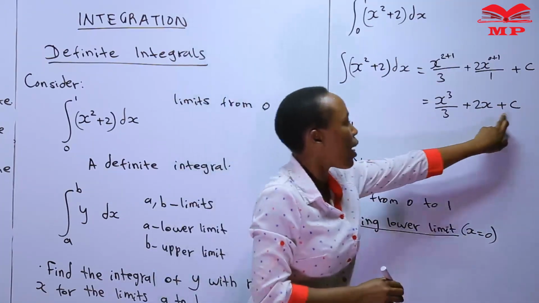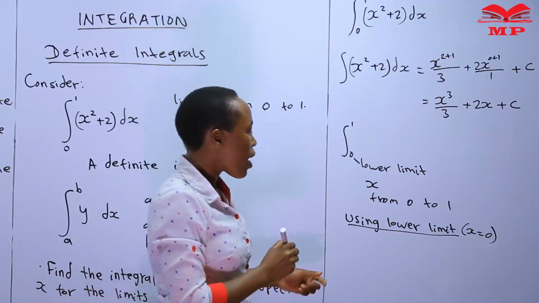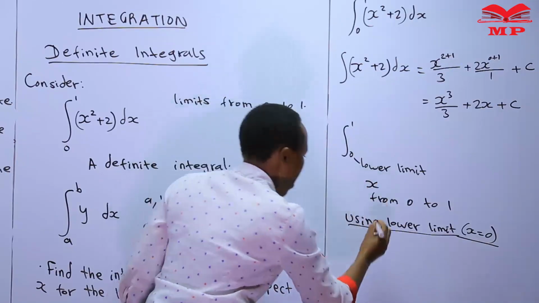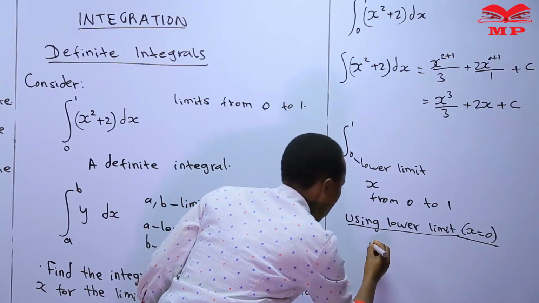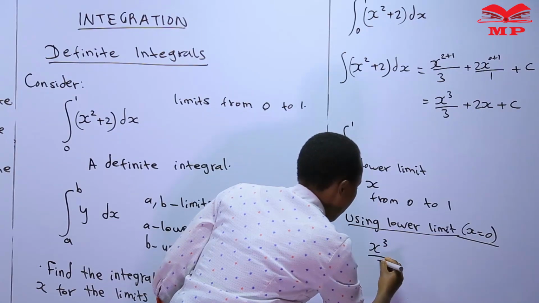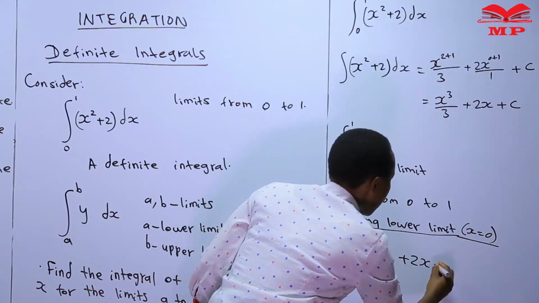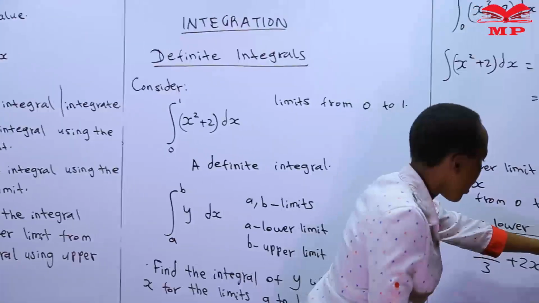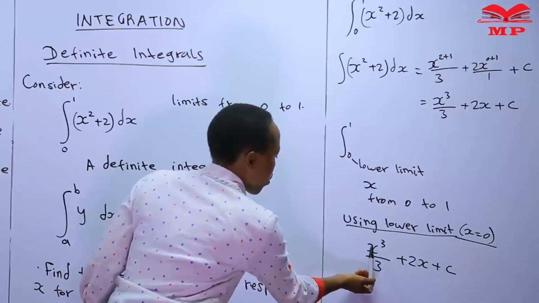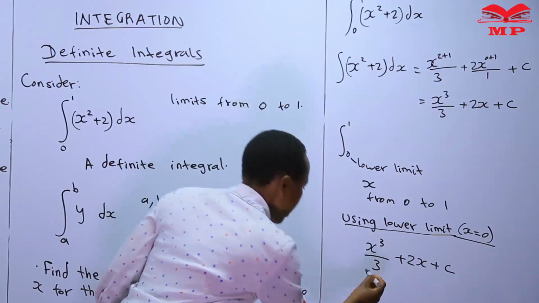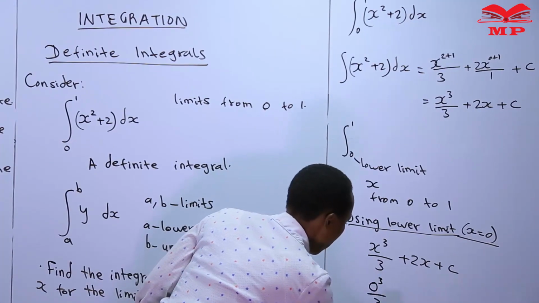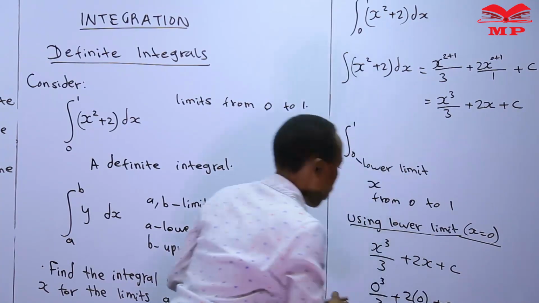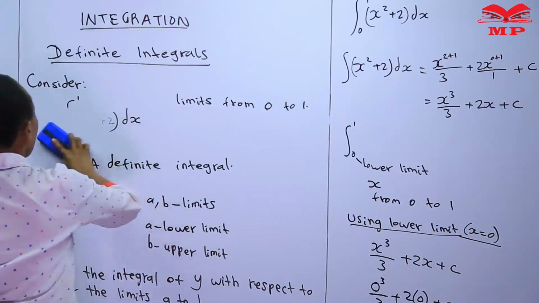So we come again and get our integral, and now substitute x with 0. Therefore, we have x cubed all over 3 plus 2x, then plus c, and where we have x, we now substitute x with 0. So in our case here, we are going to have x raised to power 3, and our x is 0. So we have 0 to power 3 all over 3 plus 2 multiplied by 0, then plus the constant c. So in this case, we are going to have the following.